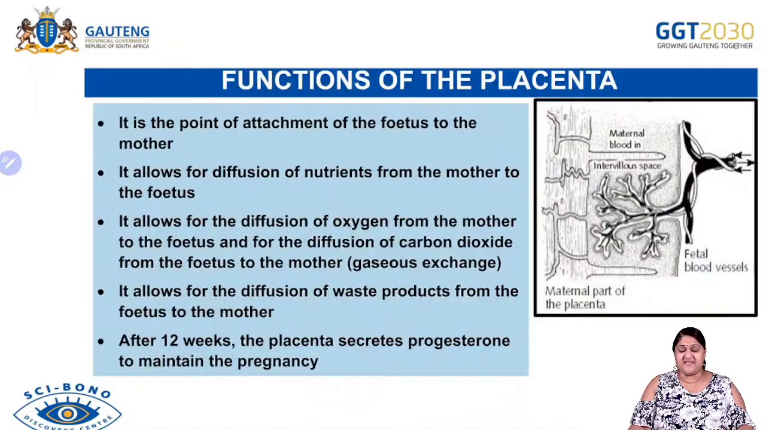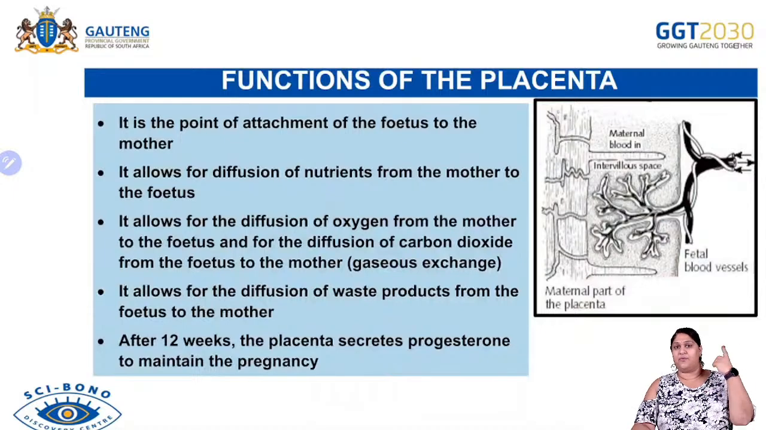The fetus is going to go through metabolic processes, and it's obviously going to start giving off carbon dioxide, and that needs to go to the mother so it can be expelled out of the mother's body. It allows for the diffusion of waste products from the fetus to the mother, and after 12 weeks the placenta secretes progesterone to maintain the pregnancy.